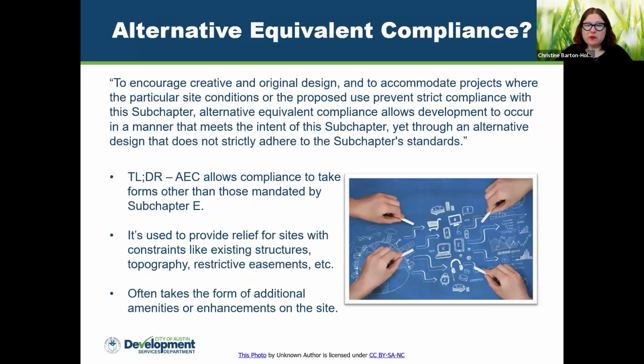So the alternative equivalent compliance is where we get to have a little bit of fun. The code says that, quote, to encourage creative and original design and accommodate projects where the particular site conditions or the proposed use prevents strict compliance with this subchapter, alternative equivalent compliance allows development to occur in a manner that meets the intent of the subchapter, yet through an alternative design that does not strictly adhere to the subchapter standards.